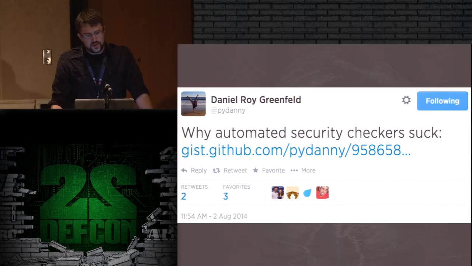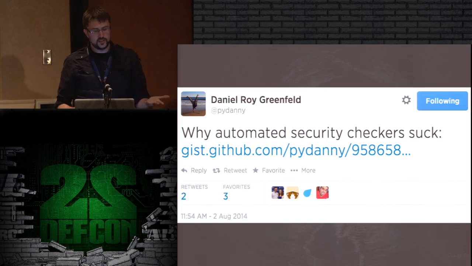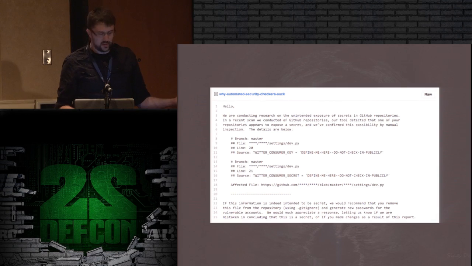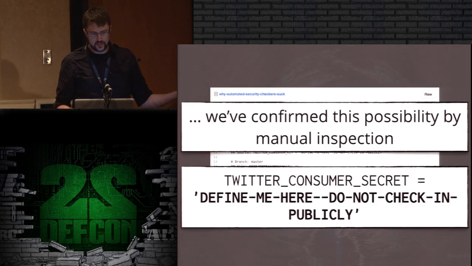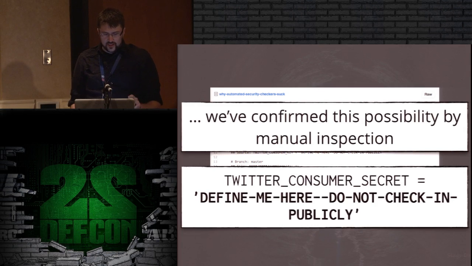So we have to do it the right way if we're doing a security checker. This isn't my security checker. I just noticed this like last week. So Danny Greenfield here, he got a message back. You can't read that. Enhance. There we go. All right. So they said they've confirmed this possibility by manual inspection, and then there's the secret. I don't think they inspected that. Right, so that's it for secrets.